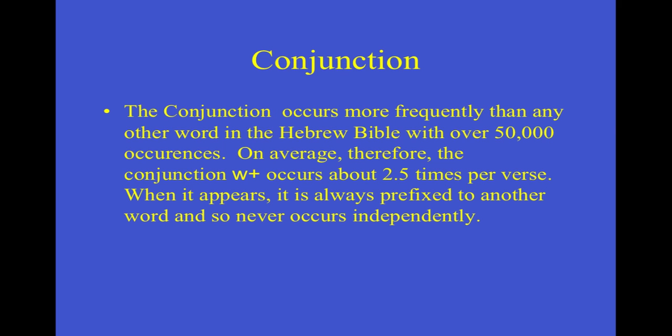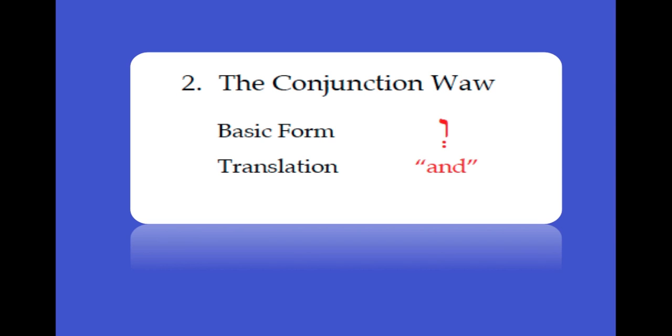So we looked at nouns and the definite article. Let's take a look now at the conjunction. The conjunction occurs more frequently than any other word in Hebrew, with over 50,000 occurrences, and the conjunction with the vav consecutive occurs about 2.5 times per verse. When it appears, it always is a prefix to another word. And you can have the conjunction and the definite article. The nice thing is that Logos is going to separate each of those features out for you.